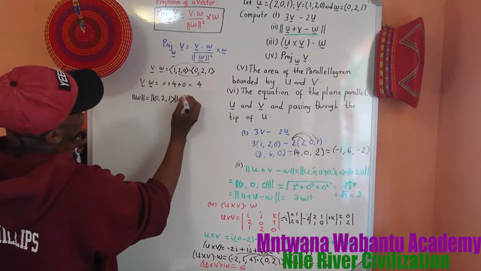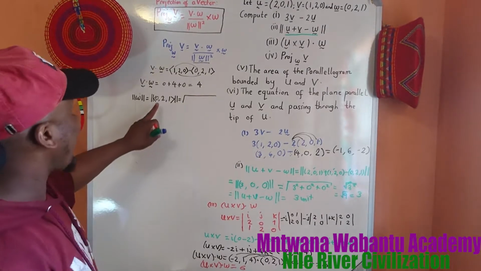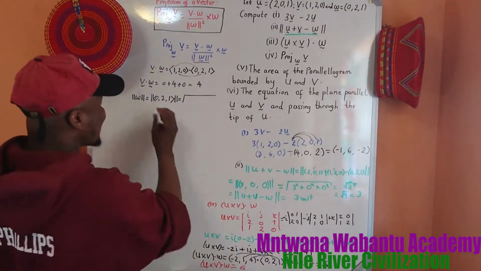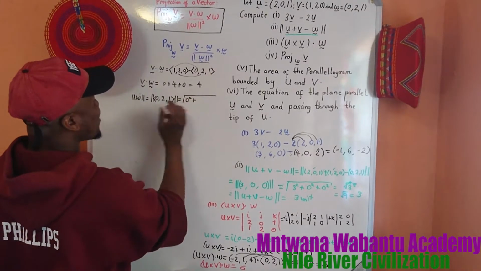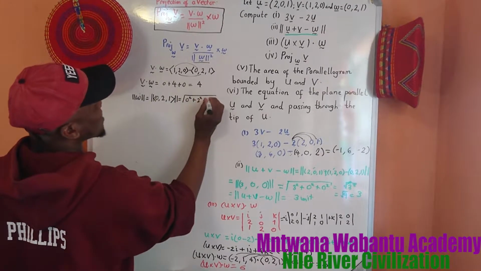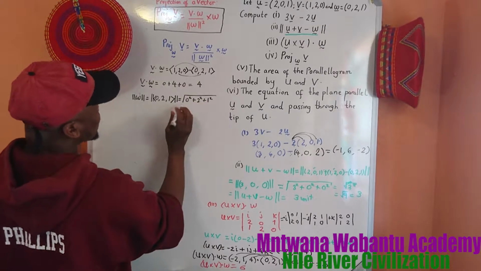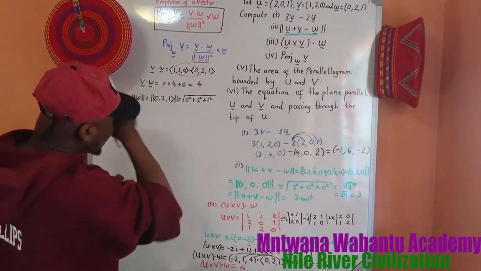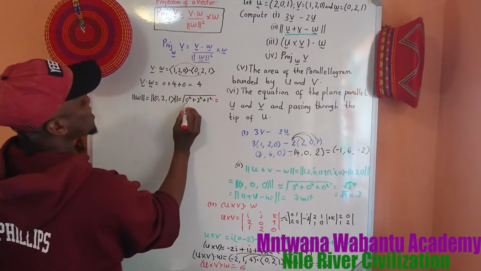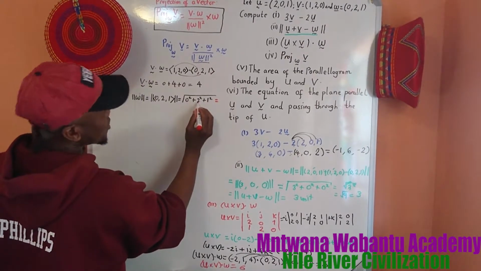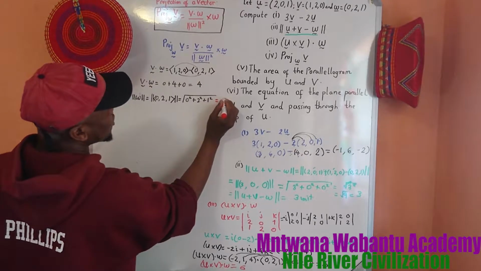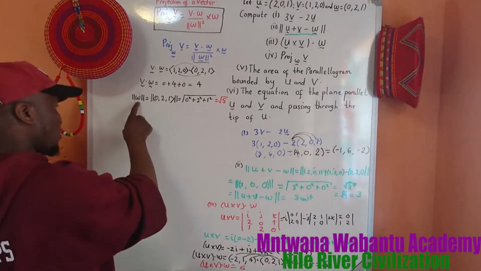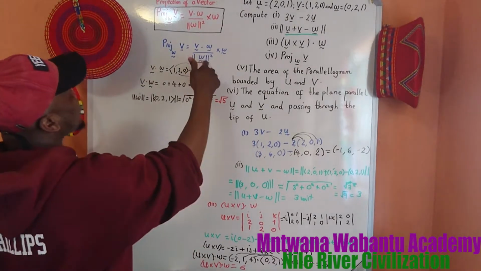Easy. Magnitude we know. We square each component. So this is going to be 0 squared plus 2 squared plus 1 squared, which equals 0, plus 4, plus 1, equal to 5. So the square root of 5. So this is the magnitude of W. But let's say magnitude of W squared.